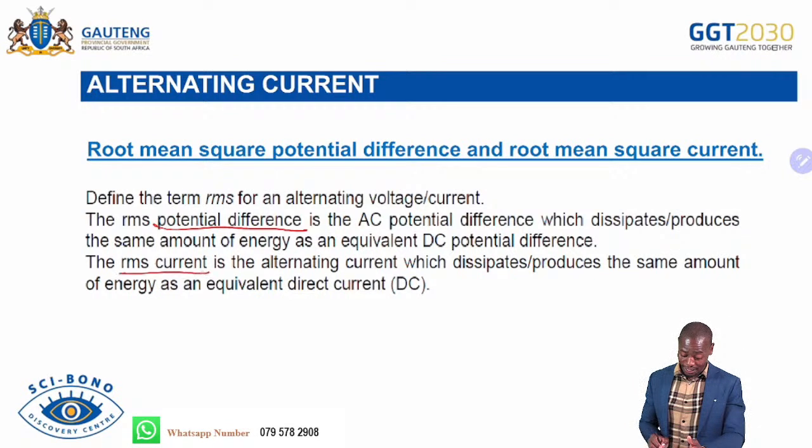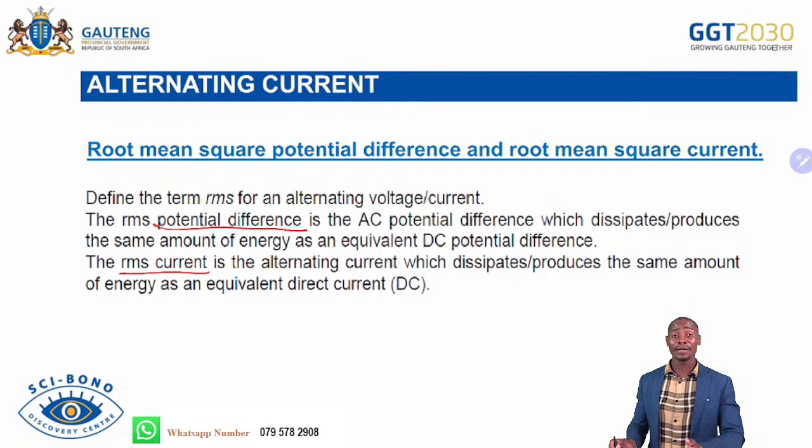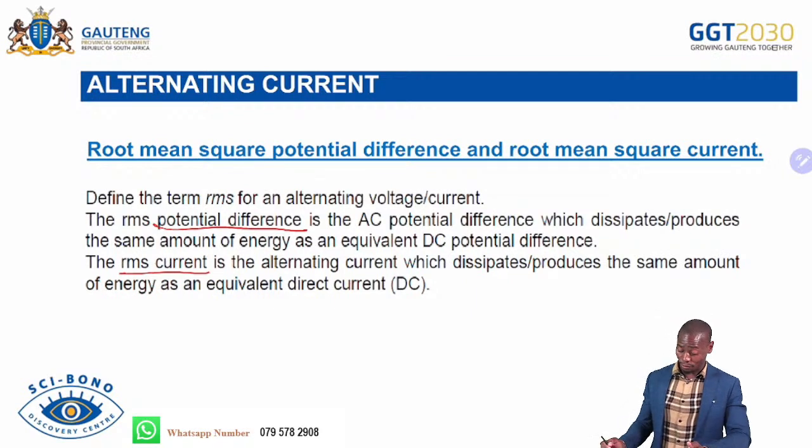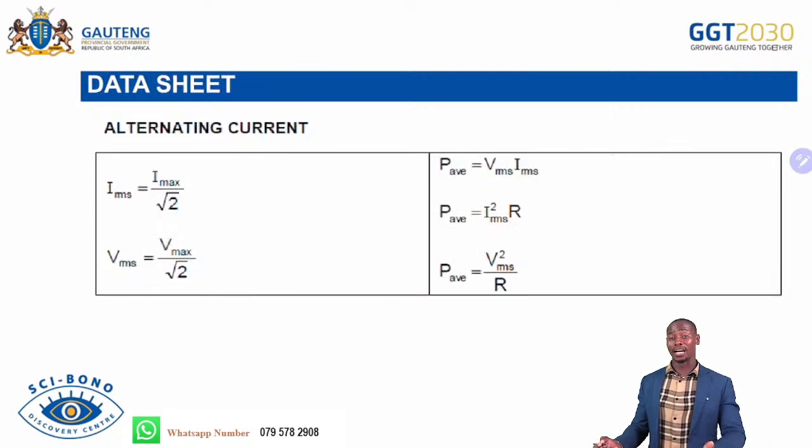The root mean square current is the alternating current which dissipates or produces the same amount of energy as an equivalent direct current, which is your DC. So that is your root mean square current and your root mean square potential difference. So we can calculate the root mean square potential difference and the root mean square current.